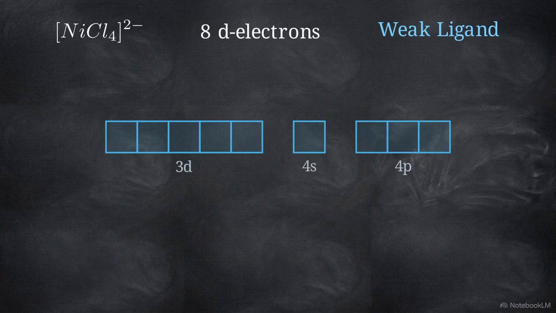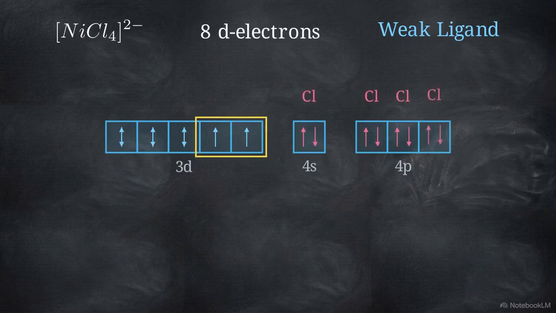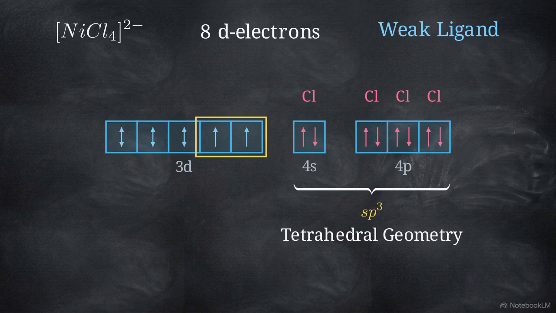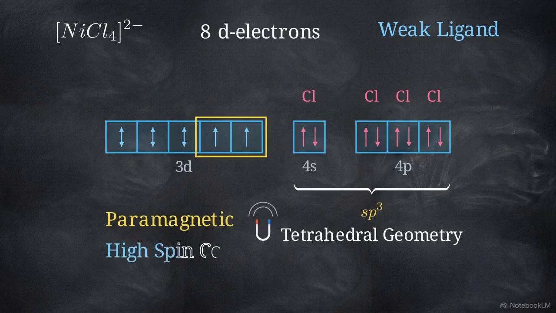We lay out the d, s, and p orbitals and drop those 8 electrons into the d boxes. Because there's no forced pairing, the electrons spread out, leaving 2 of them sitting alone. Since we have 4 chlorine ligands, they occupy the next available empty slots, 1s and 3p orbitals. This results in sp3 hybridization and a tetrahedral geometry. Since unpaired electrons remain in the d orbital, the compound is paramagnetic and categorized as a high-spin complex.